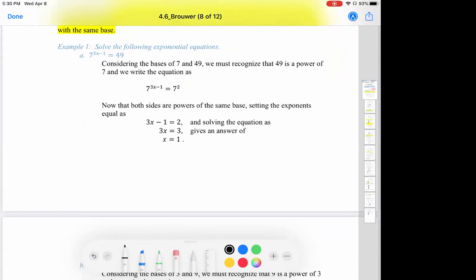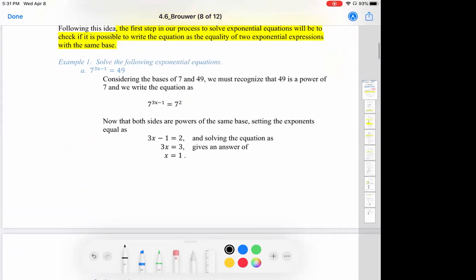So here we have an example. Solve the following exponential equations. So before you even begin, ignore your problem and just look at your bases. So we're going to take a moment and only focus on our bases. And we have 7 and 49. So the whole goal here is to be able to write 7 and 49 using the same number. Okay, well, I know I can get 49 from 7 squared, right? Okay, that's what's important for this example. I need to be able to achieve the same base. That's your goal.